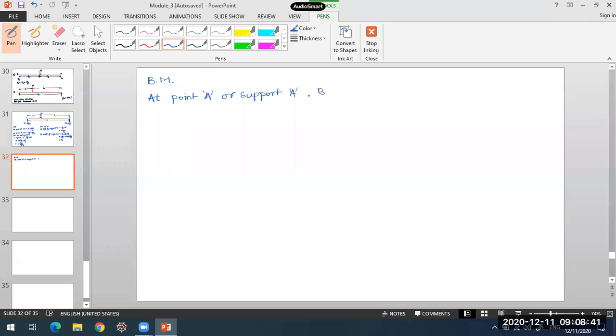The bending moment will be equal to 0 here. Okay. Now we'll go for point C. So at point C, what is the bending moment value here? It will be equal to VA into A.